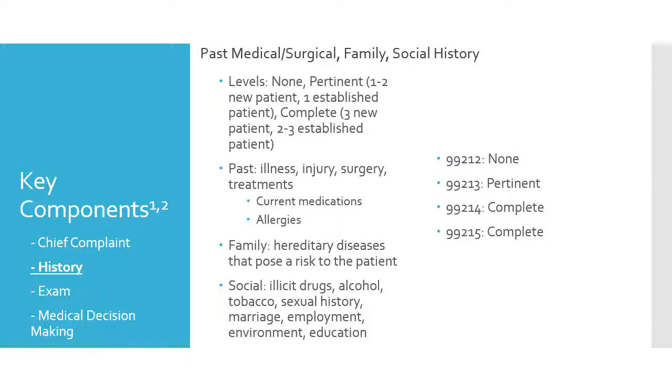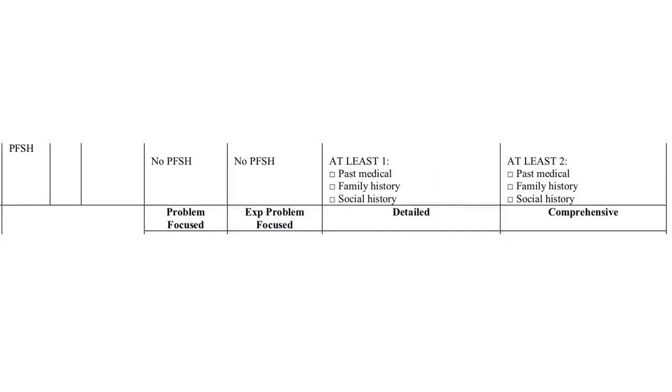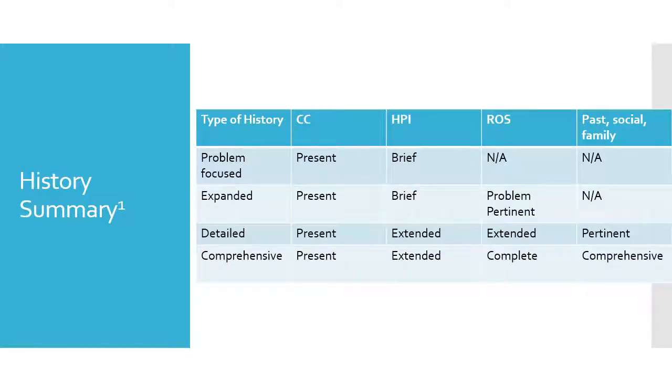The next component of the history is your past medical, surgical, family, and social histories. Notice in this chart how the different levels of the office visit change based on the amount of information reviewed in the history. Here's a brief summary that explains how to determine the type of history you have obtained from the patient.